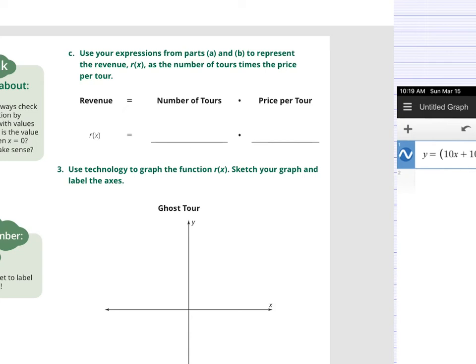Use your expressions from Part A and Part B to represent the revenue R of X as the number of tours times the price per tour. So again, the number of tours was 10 more people per dollar we knocked off, plus the 100 people we already got. And the price per tour was going to be $50, but we're knocking some off, so we're going to say 50 minus x.